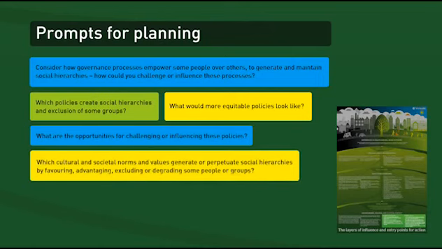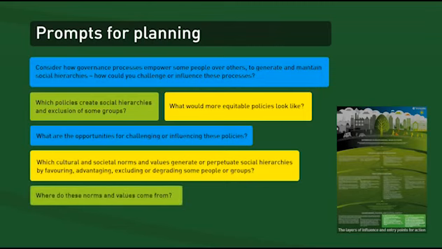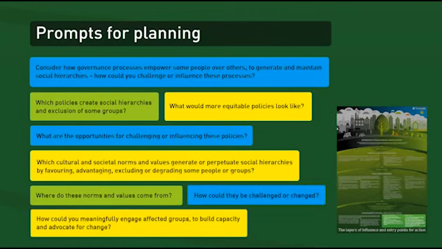Which cultural and societal norms and values generate or perpetuate social hierarchies by favouring, advantaging, excluding or degrading some people or groups? Where do these norms and values come from? How could they be challenged or changed? How could you meaningfully engage affected groups to build capacity and advocate for change?